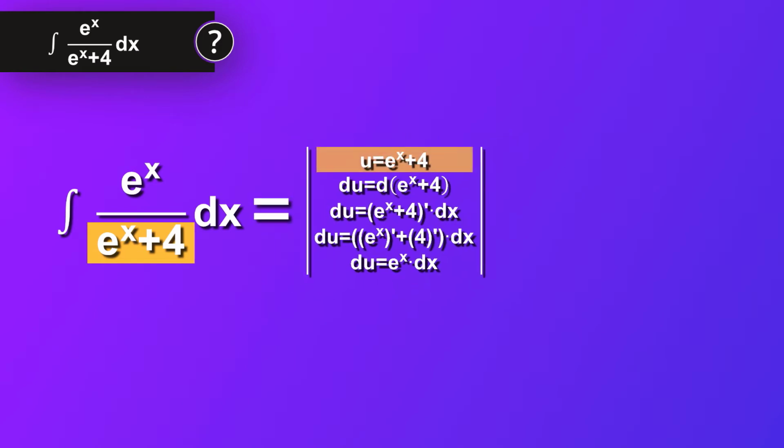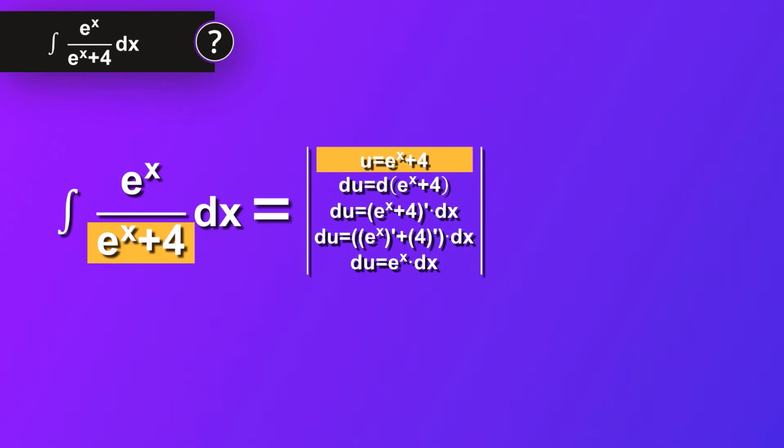In that case, to solve this integral, we may apply the so-called u substitution method. We do it in order to modify the integral in a way that enables using some formulas for finding integrals. Now, we try to substitute the expression e raised to x plus 4. We say u is equal to e raised to x plus 4.